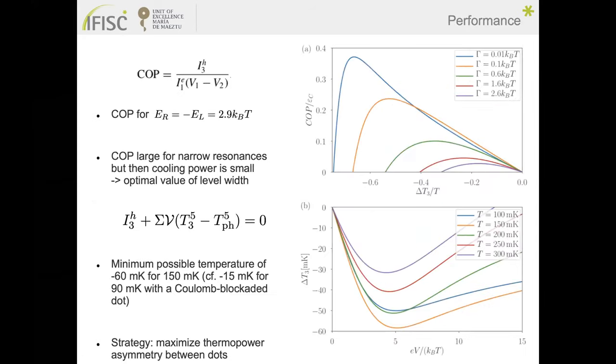Here we have the coefficient of performance, okay? And we find that the coefficient of performance of our refrigerator is big for a small gamma. This is because, if we have a small gamma, then the thermoelectric properties are better.